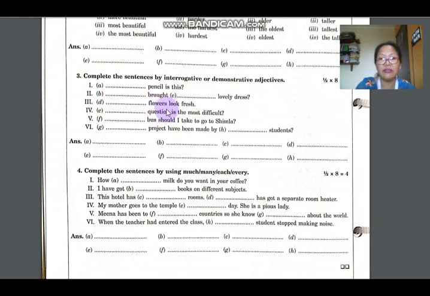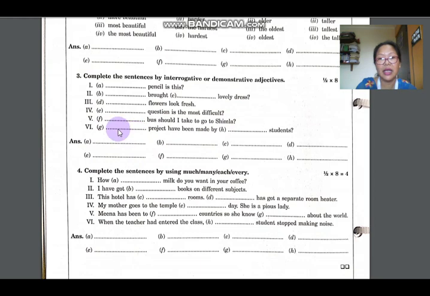Dash lovely flowers look fresh. Those flowers look fresh. We are pointing to the flowers. Dash question is the most difficult. Which question is the most difficult? Okay, this is a question. Dash bus should I take to Shimla? Which bus should I take to Shimla?